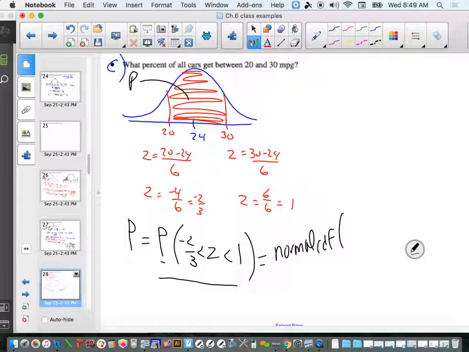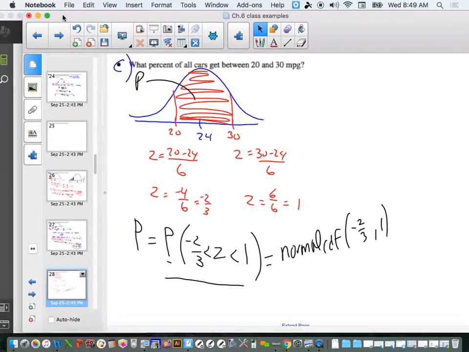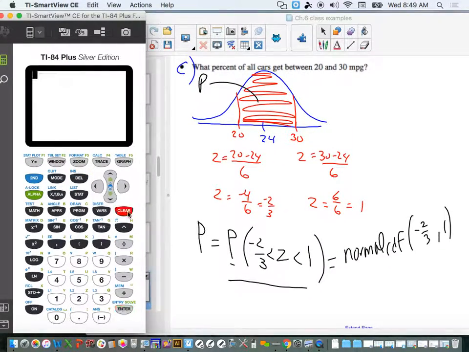So we found the values, we converted to z-scores, now we use the normal CDF to convert to percents. So this time, it's just the normal CDF from negative 2/3 to 1. You put the low number first, comma, the higher number. So on here, I go to second variables, normal CDF, negative 2 divided by 3, upper is 1. Or if yours doesn't work like this, it's just negative 2/3, comma 1. You don't need to put the 0, 1 afterwards. I think if you do, it'll still work.